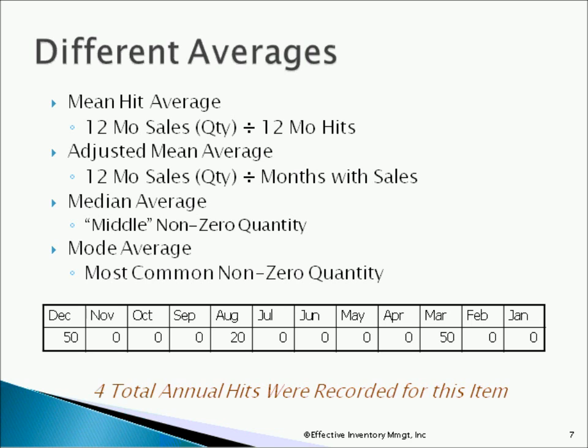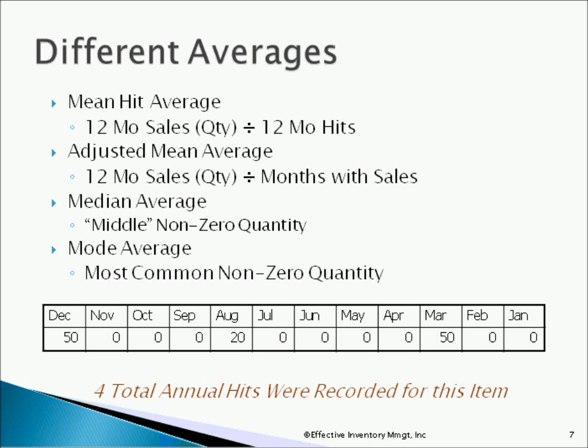The median average: if we were to sort 20, 50, and 50, those are our 3 months with usage activity, in ascending order, we take the one in the middle. The one in the middle is the median average. That would be 50. The mode average, still a perfectly good average, is the most common non-zero quantity. Well, if we have 50, 20, and 50, the most common non-zero value is 50.